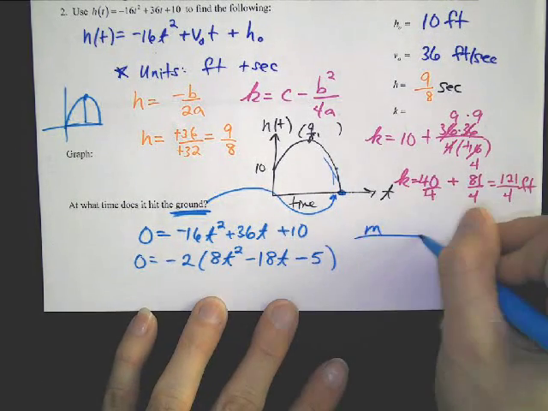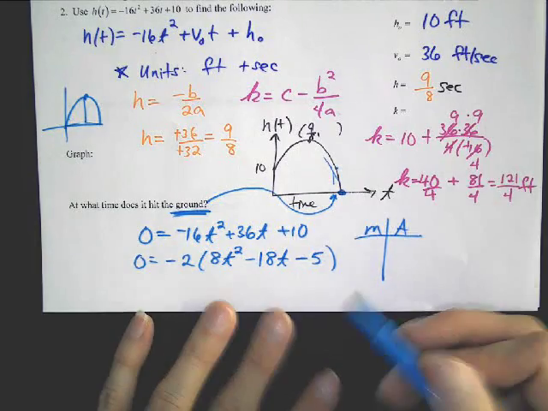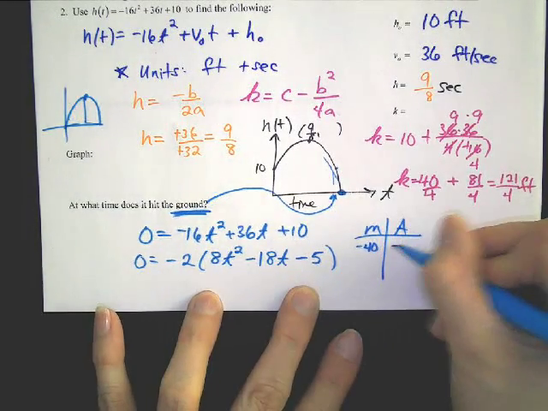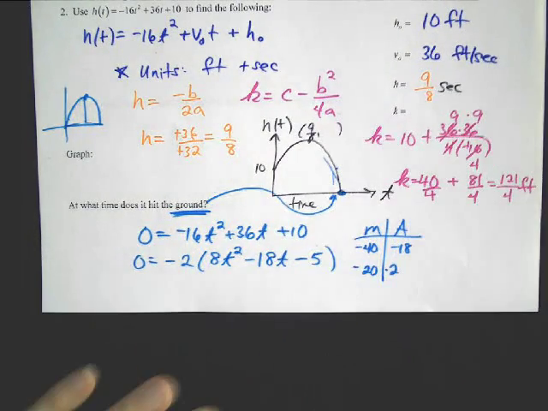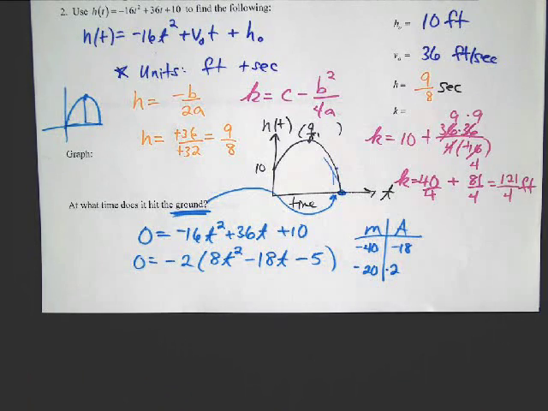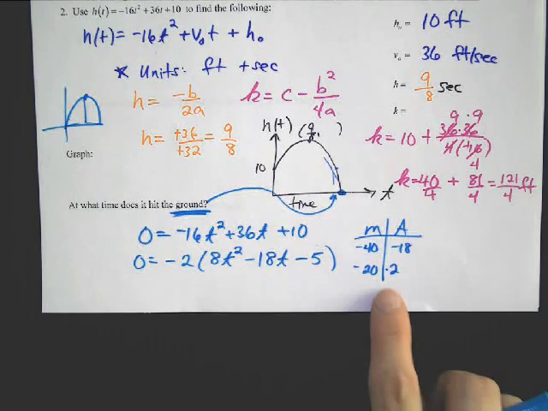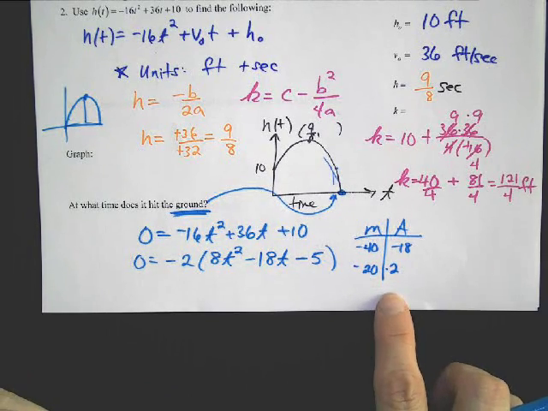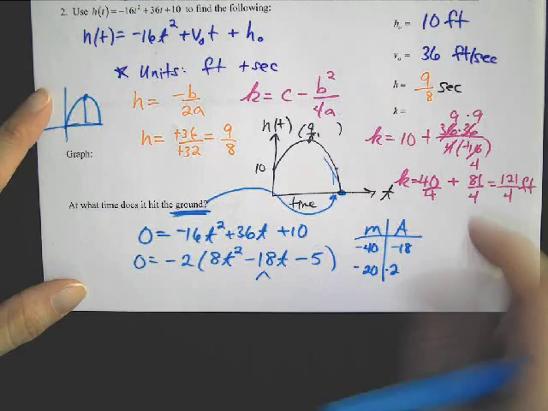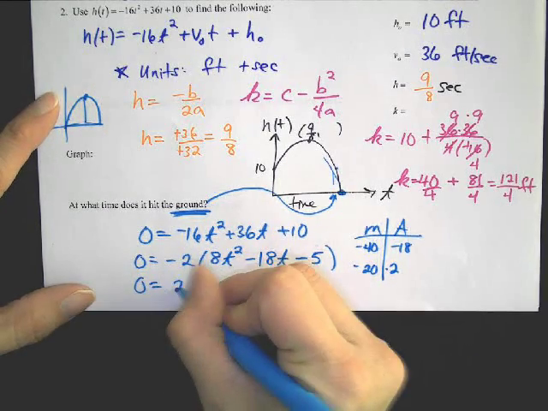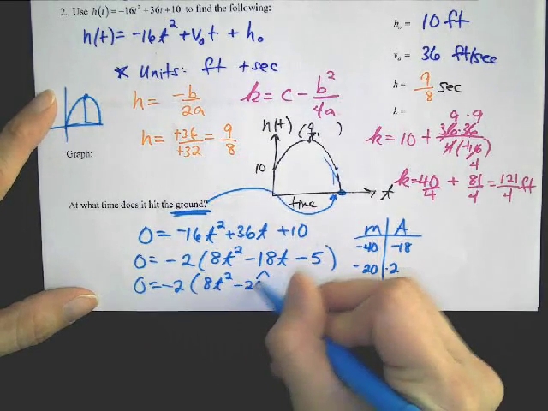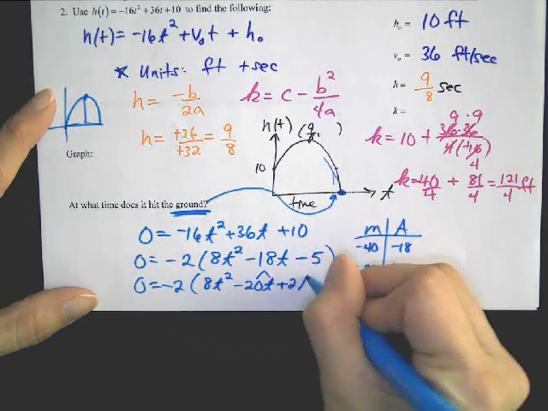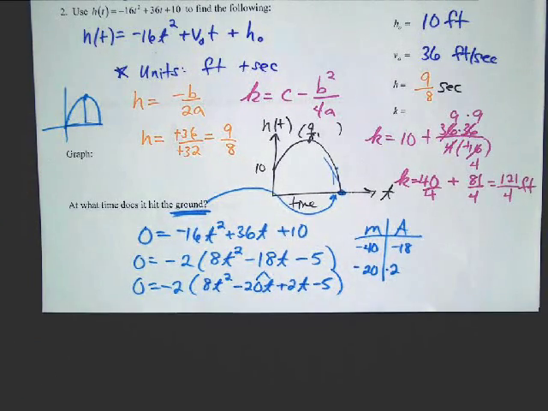Okay, so let's just walk through the MA table here, because a lot of people, yeah, they know 20 and 2. So you've got negative 40, negative 18, and you've got 20 and 2 with the negative on the 20. So is it t minus 20 and t plus 2? No, what do you do with these numbers? You got to split the middle. Okay, don't jump to the end. So we've got 8t squared minus 20t plus 2t minus 5.